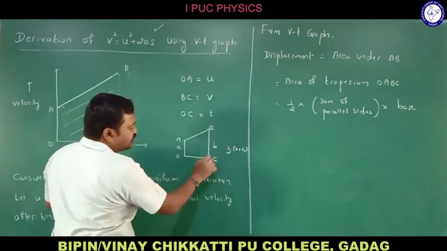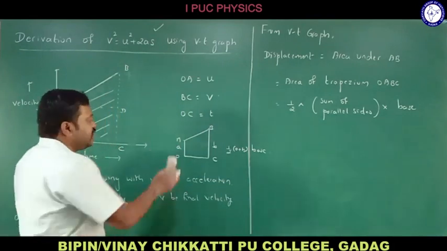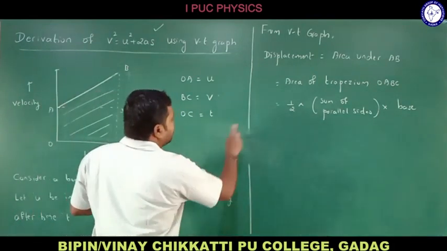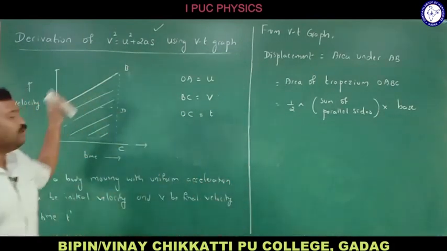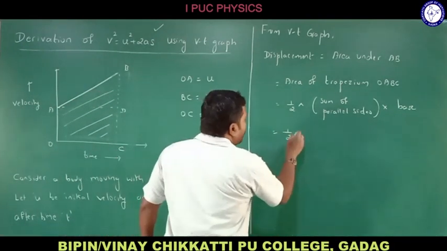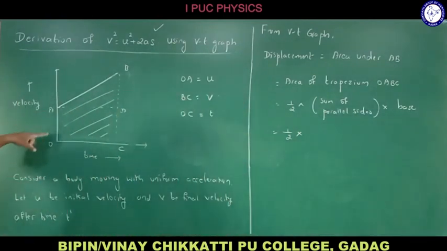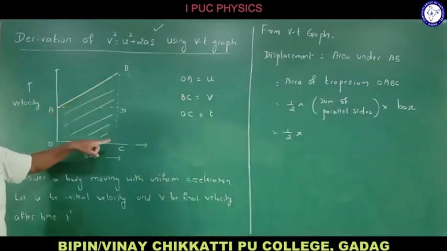If I'm taking this as the base now here, that is the formula, right? Area is half into the sum of parallel sides into base. Let me use that formula here. That is equal to half into sum of parallel sides. Which are the parallel sides here? AO and BC are the parallel sides.